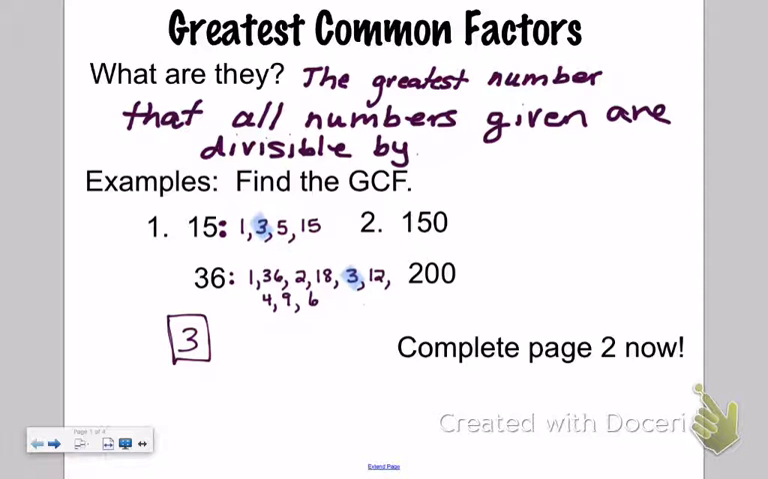Let's look at number 2, 150 and 200. Those are pretty big numbers, and I really don't want to list all the factors. But what I do see is that they have a 0 at the end. So I know they're definitely divisible by 5 and 10, but I can see that they are also divisible by 50, because this is 50 times 3, and this is 50 times 4. So the biggest number that they're divisible by is 50. And when you practice more, you can kind of know them without listing all the factors. But what I would like you to do is complete page 2 right now.